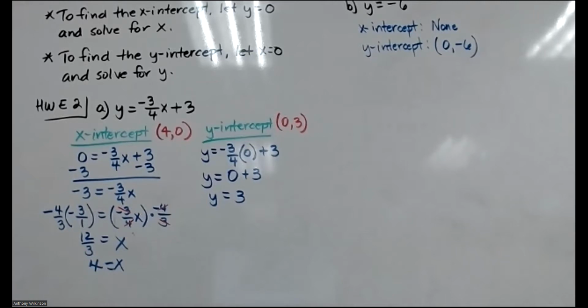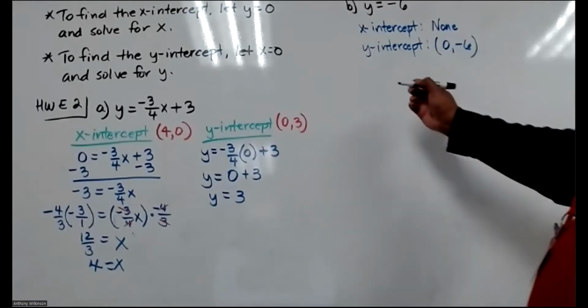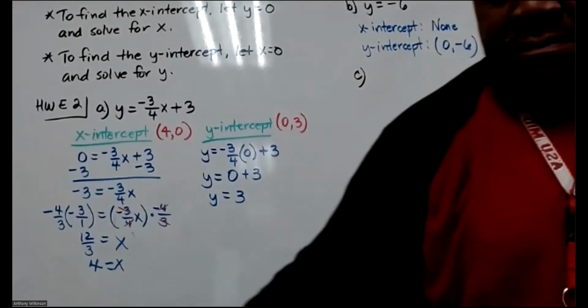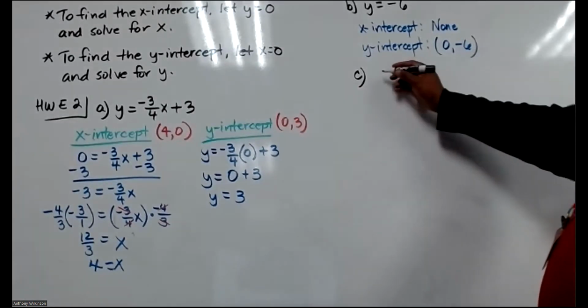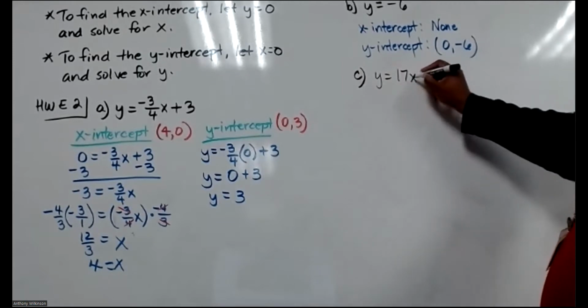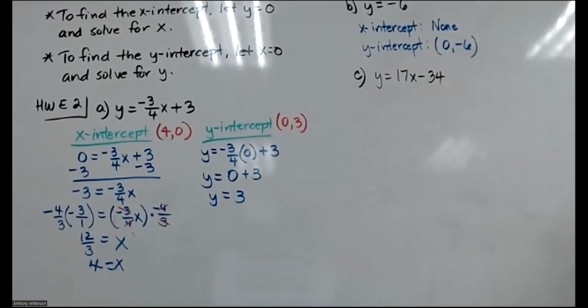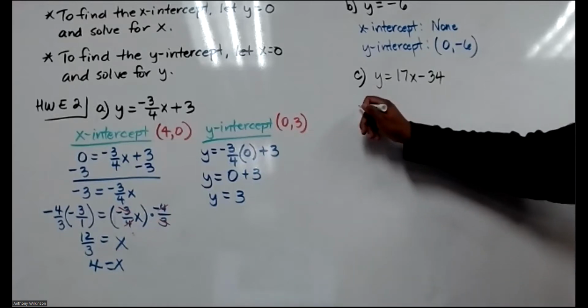Questions on part B? Yeah. If it's horizontal, it's never going to cross the x-axis anywhere. It has no x-intercept. But it will cross the y-axis at whatever y is equal to. Any other questions? Okay, part C is this, y equals 17x minus 34. Y equals 17x minus 34. Let's say I want to find the x-intercept and the y-intercept.